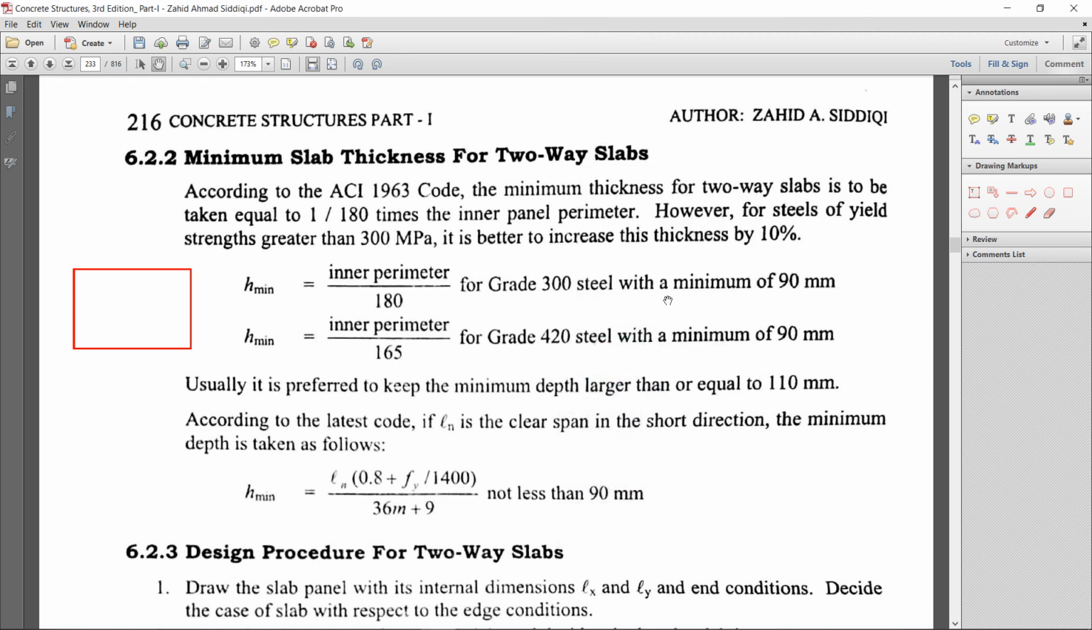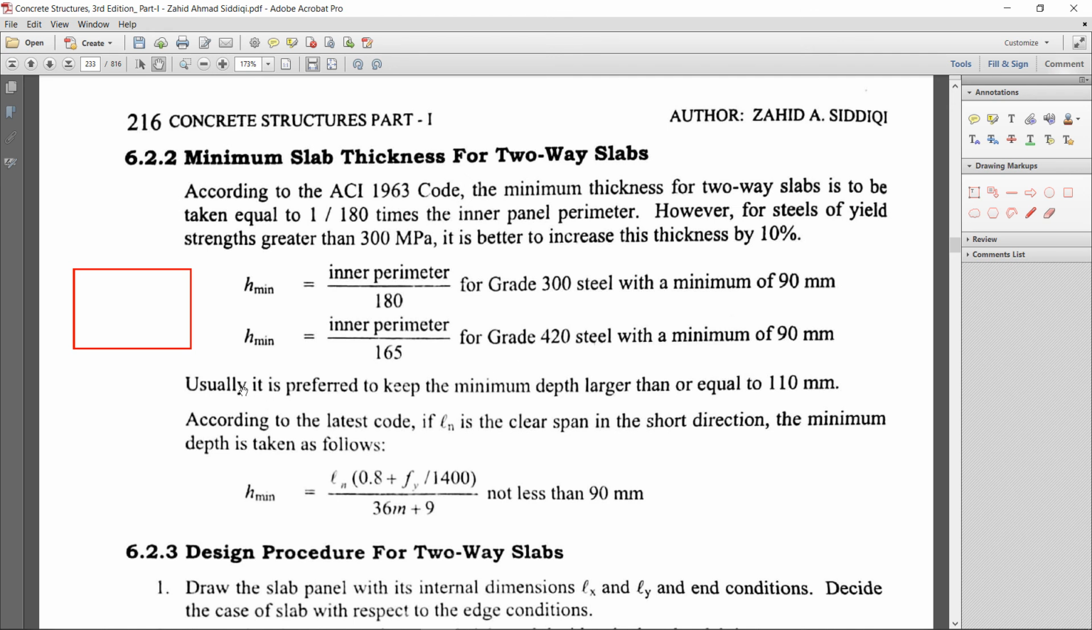So that is for 300 grade. For 420 grade steel, calculate the inner perimeter divided by 165. That is for the 420 grade steel minimum. So the minimum thickness for this slab will be 90 millimeter.